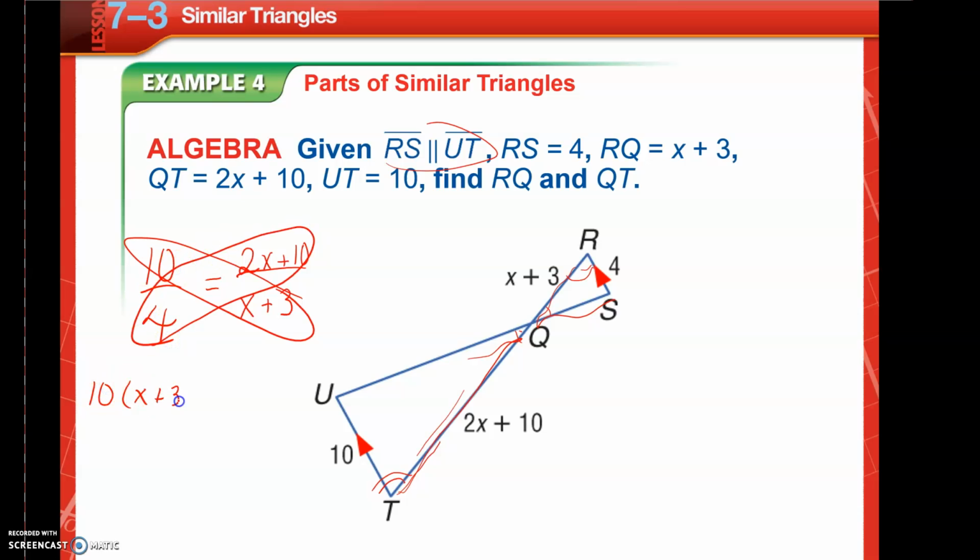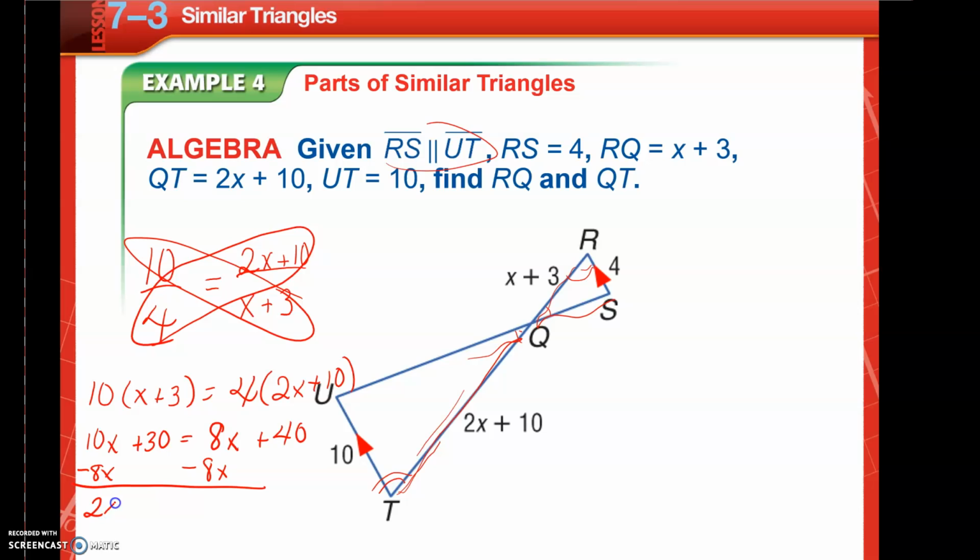So 10 times x plus 3 will equal 4 times 2x plus 10. So we can write our equation then. Distribute, so 10x plus 30 equals 8x plus 40. Let's get our x's together, so subtract the 8x. I always move the smaller. Don't have to, but that's what I do so I don't have as many negatives. And then subtract 30. So 2x equals 10, and then divide by 2. So x equals 5.